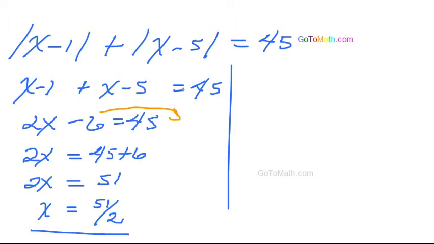We drop the absolute value bars. x minus 1 plus x minus 5 is equal to, and just like we've done in the past, we just multiply that by -1, or it's negative.